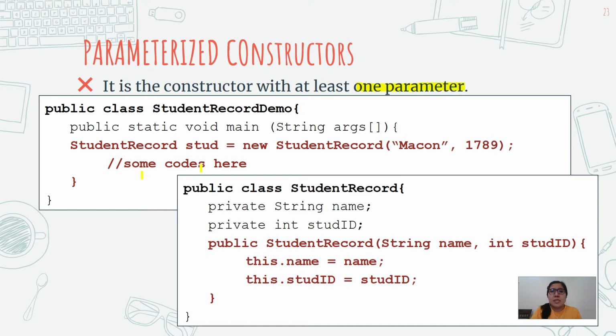So in this example, we have here your Java application class, and this is the class that we have created. So in the Java application class, as you will notice, we have here some values. We have the string value and an int value. So kung titignan natin dito sa ginawa nating class, we have also a string value and an int.